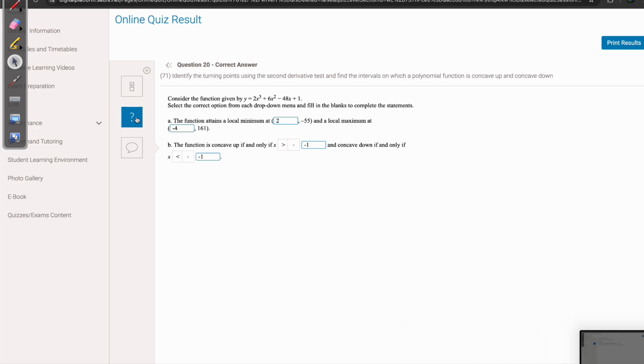Finally, the last question, and it's a question from last week. Consider the function given by y equals 2x cubed plus 6x squared minus 48x plus 1. Select the correct option. For part A, they want us to find the local minimum and local maximum, which are stationary points. We find that by doing the table of variation. To find it, we do the derivative, which gives us 6x squared plus 12x minus 48.